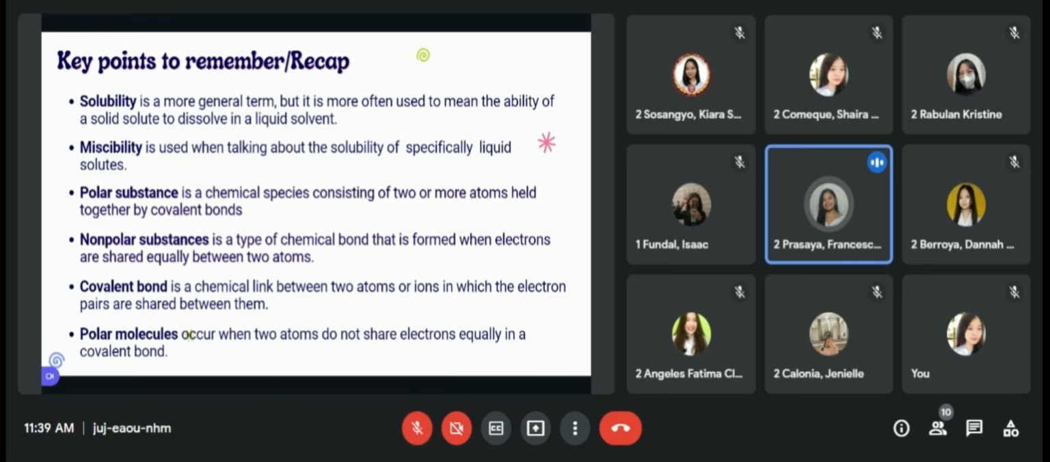A polar substance is a chemical species consisting of two or more atoms held together by covalent bonds. Nonpolar substances have a type of chemical bond that is formed when electrons are shared equally between two atoms. A covalent bond is a chemical link between two atoms or ions in which the electron pairs are shared between them. Lastly, polar molecules occur when two atoms do not share electrons equally in a covalent bond. Ara?